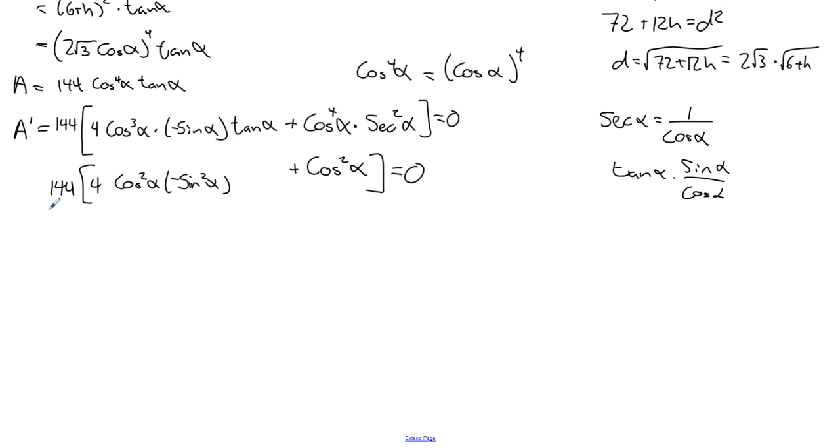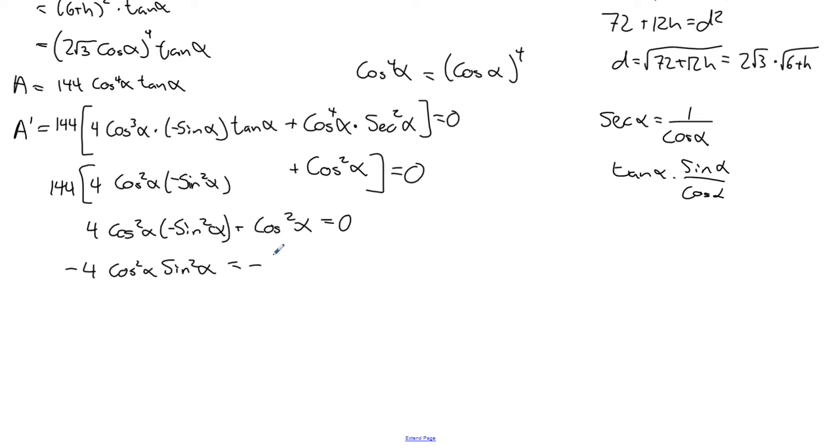Now, we can divide both sides by the 144, and that'll give me 4 cosine squared alpha times negative sine squared alpha plus cosine squared alpha equaling 0. And then let's bring this cosine squared to the other side. That'll give me 4 cosine squared alpha, and then just for clarity, I'm going to take this negative and put it out front there, and then sine squared alpha equals negative cosine squared alpha.